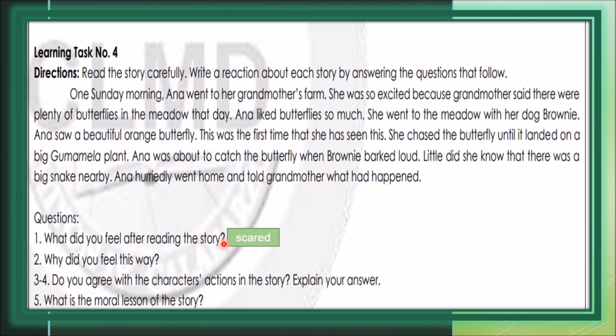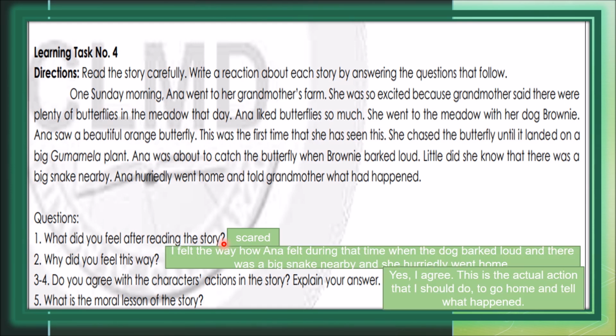Yes, I agree. This is the actual action that I should do: go home and tell what happened. Or you may say that I won't agree because he wasn't able to ask Mom that she's going out to the meadow with her dog Brownie. Okay? So you might agree. Yes, I agree. Or you might not agree with this.